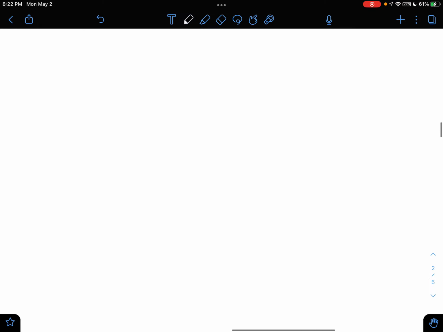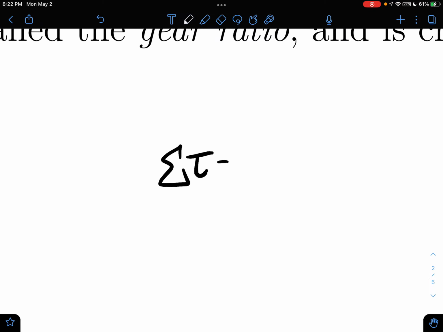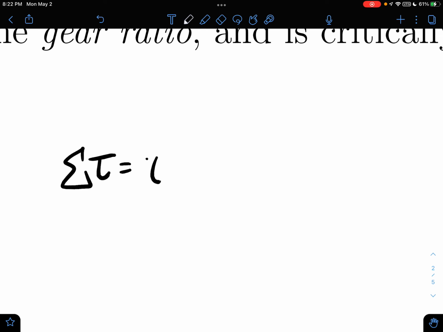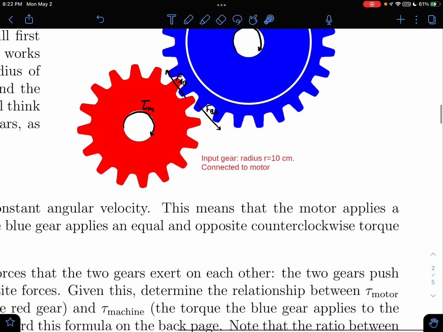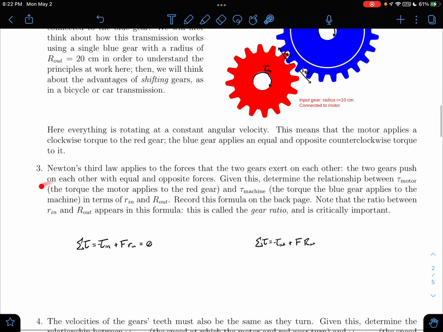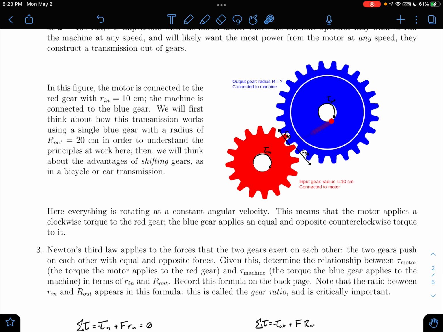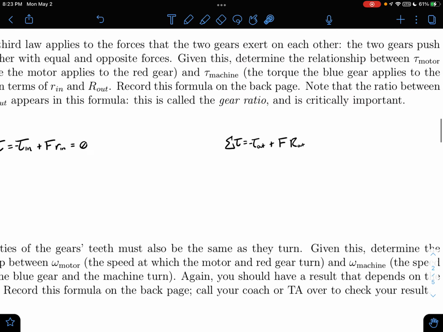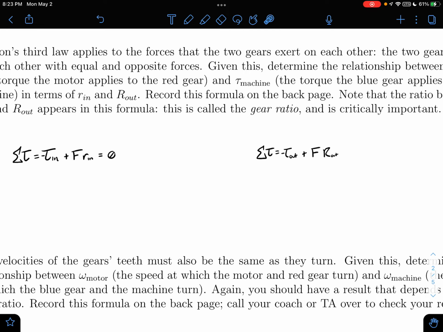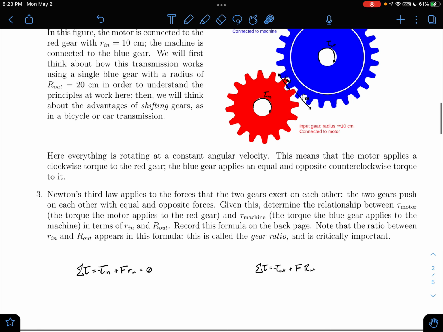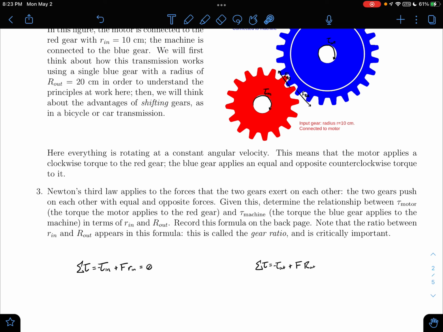Now if we do our sum of torques on the blue gear, we have T out also acting negative, still going clockwise, but we have our F times R out, because this force, and I'm using the same letter for them because they're equal and opposite forces, F and F. This time the torque uses our big radius, our R out. I'm leaving everything in terms of these R's so that I can get a clean relationship, and then eventually I can plug in any radius.